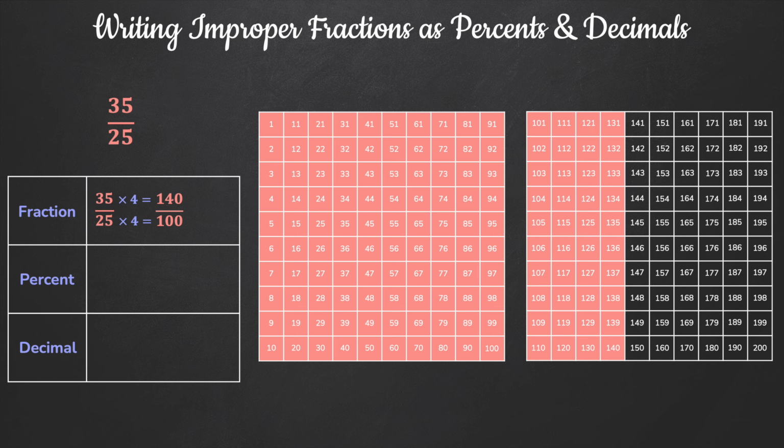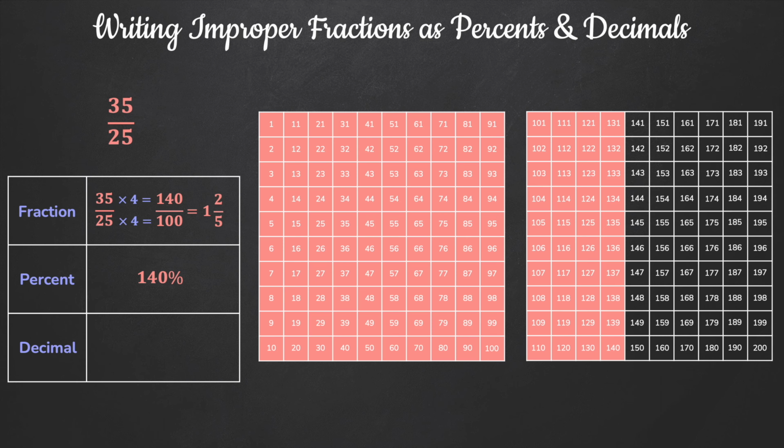Before we move on, if we took our original improper fraction, which is 35/25, and wrote that as a mixed number, we would get 1 10/25, which we could simplify to 1 2/5. As a percent, we're going to look at our improper fraction that is out of 100 to help us. So we know that 35/25 is equal to 140 over 100. So we're going to use 140 over 100 to help us. This means that the percent is going to be 140% because percents are out of 100.